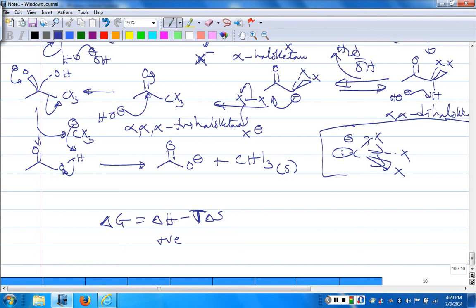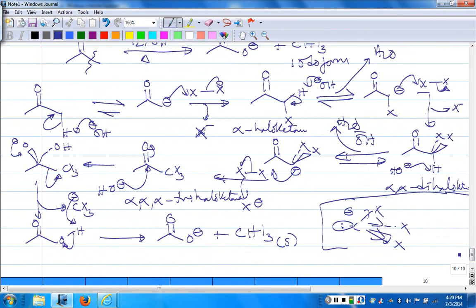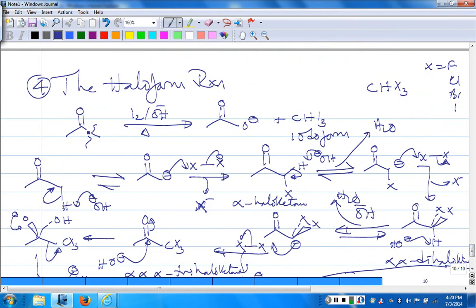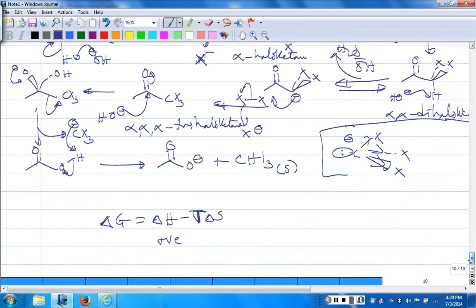All right. The other point to note is that if you look at the mechanism, it's only when the carbon has 3 halogens on it that the hydroxide can attack. In other words, for the reaction to go, I will need to have a CH3 group on my carbonyl. I must have a methyl carbonyl for the reaction to go. So the haloform reaction will only go with certain substructures. In other words, I will need to have a methyl carbonyl.